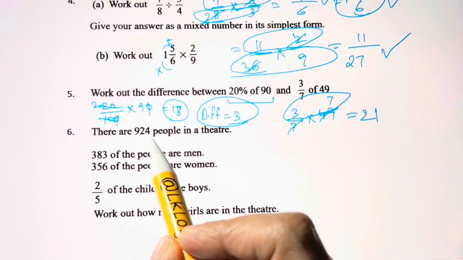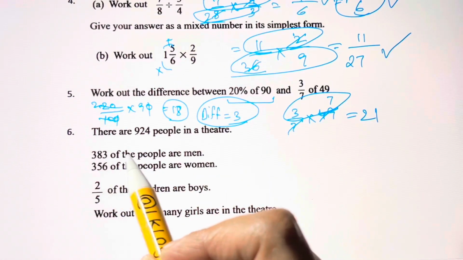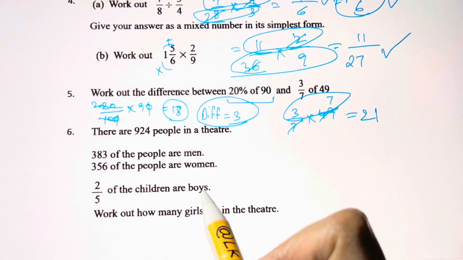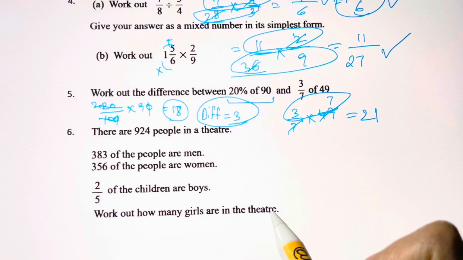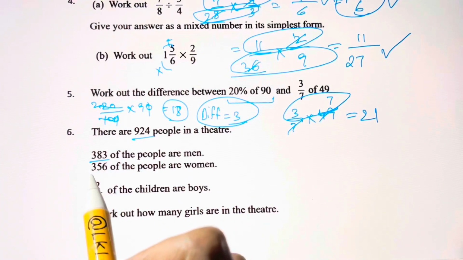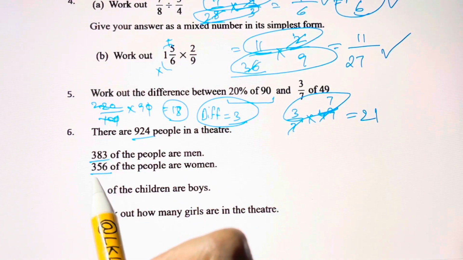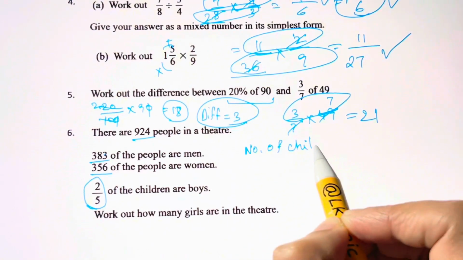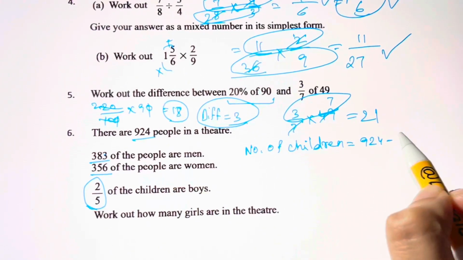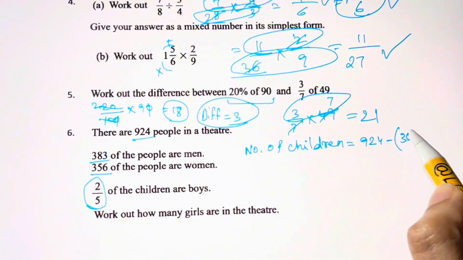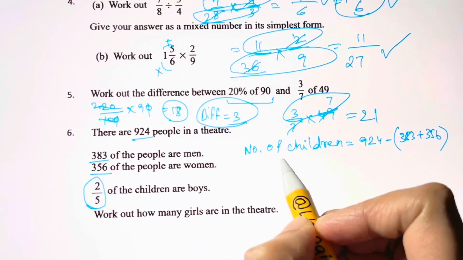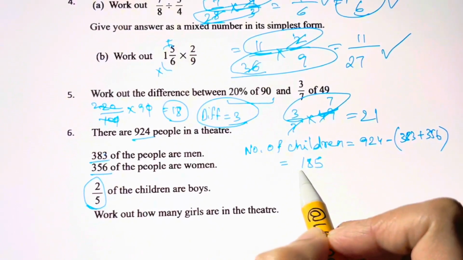Question number 6. There are 924 people in a theater. 383 of the people are men. 356 of the people are women. 2/5 of the children are boys. Work out how many girls are in the theater. We have number of people 924, number of men 383, number of women 356. Total number of children is equal to 924 minus, you'll have 383 plus 356. So that will be equal to 185 children.